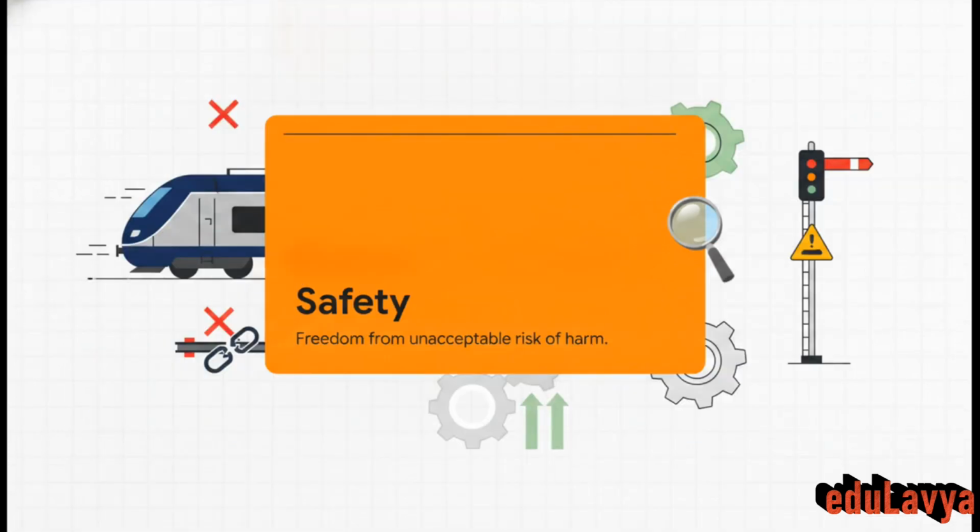And finally, safety, the ultimate goal: freedom from unacceptable risk of harm. We're engineering fault-tolerant systems to protect the trains, the passengers, and the staff. But if a total failure is just absolutely unavoidable, the system is hardwired to fail safe, meaning if a signal breaks, it automatically drops to a red stoplight, period. It protects everyone under all circumstances.